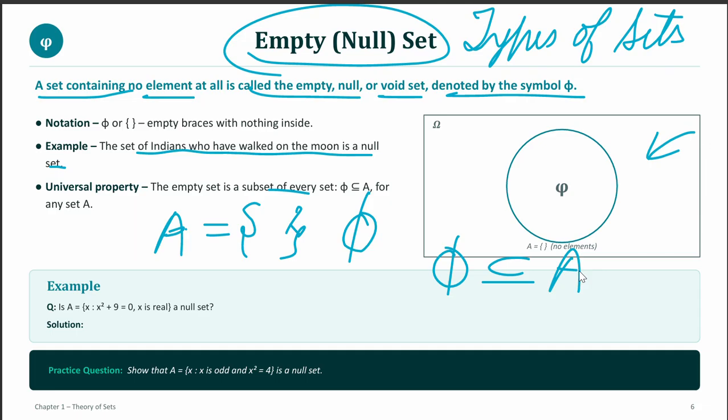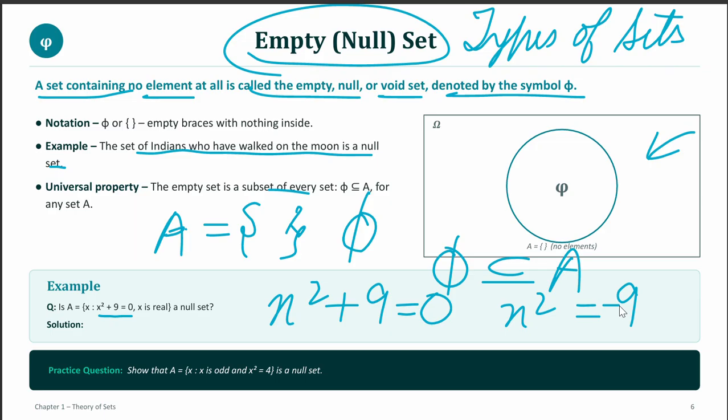Now let us move ahead to this example right here. Is A equal to x such that x square plus 9 is equal to 0, x is real, a null set? If you see this equation, x square plus 9 is equal to 0, first let us solve it. From here we get x square is equal to minus 9. Obviously this is not possible, right? If I solve it further, it is going to give me a complex or an imaginary number. So x should be real. Obviously the answer would be a null set, so I can write it as A is equal to empty braces.